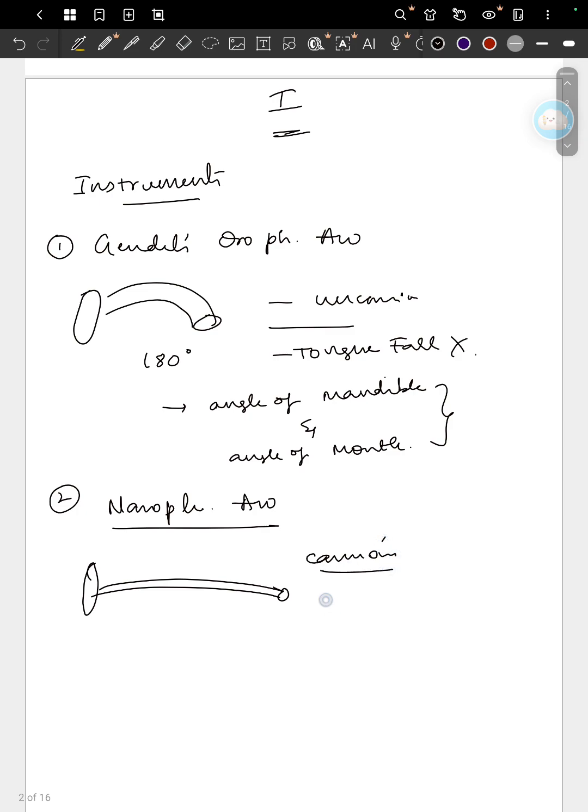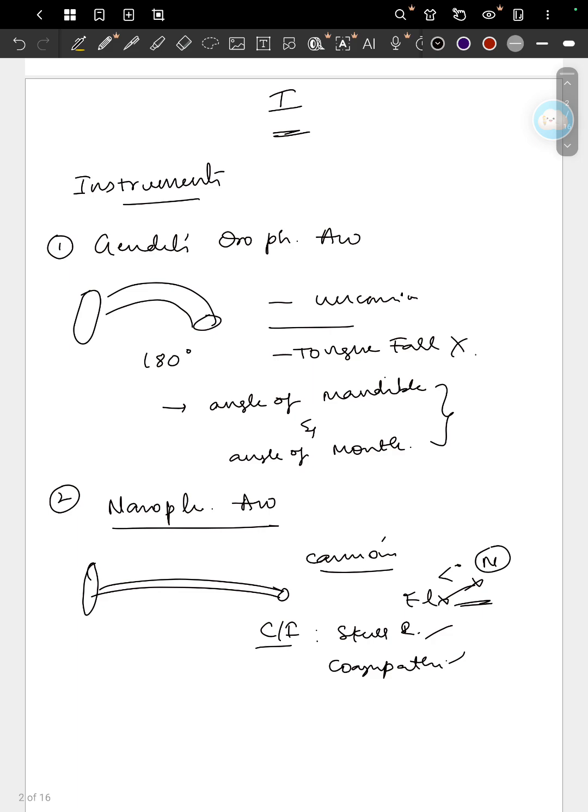For this, we'll be measuring the angle between the ear lobule and the nose. So we'll be measuring the angle between these. And contraindications for this airway device will be skull injuries and coagulopathies. So these two are contraindications for the nasopharyngeal airway.